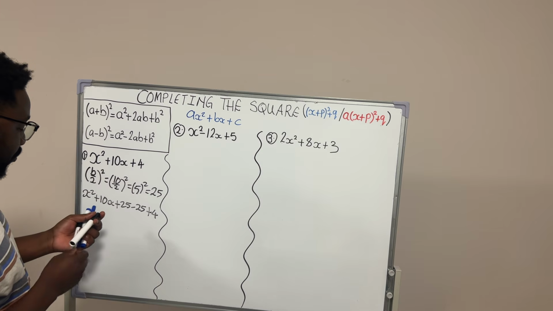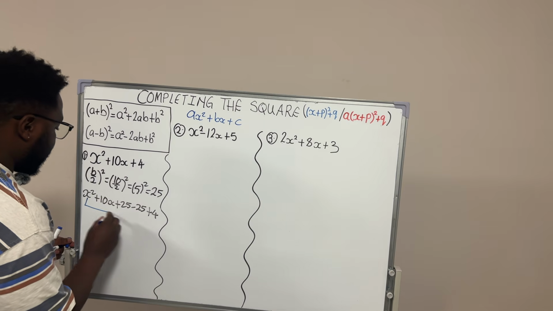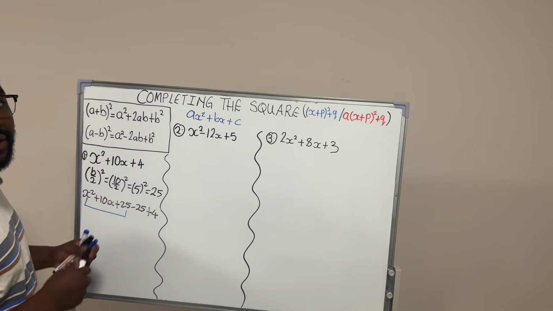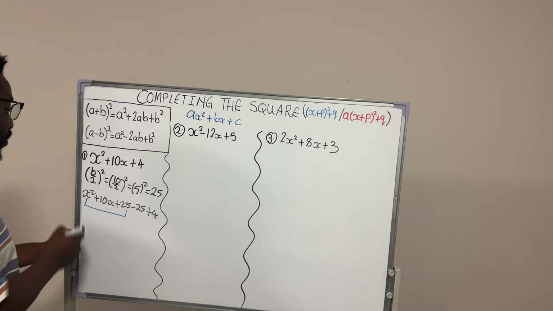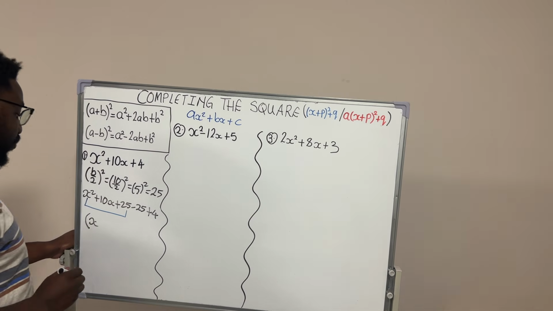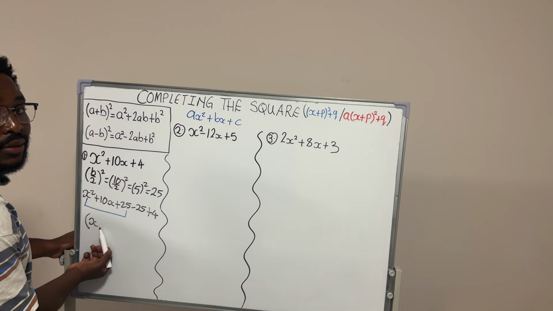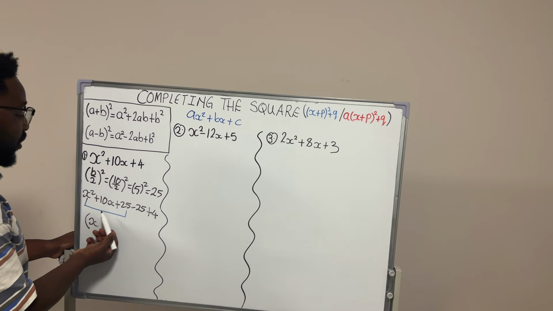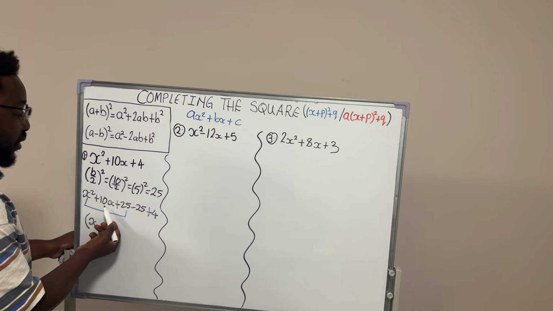Okay, so now let us simplify. If we look at this expression over here, that's a perfect square trinomial, right? So we can factorize that into what? A squared binomial, right? And what would that look like? That would be, what's the square root of x squared? x. And then how do we find the constant that we have to put in the bracket? Remember, we have to take half of the coefficient of x.